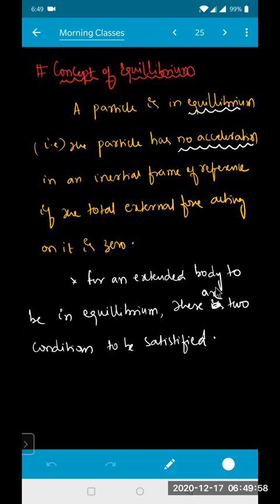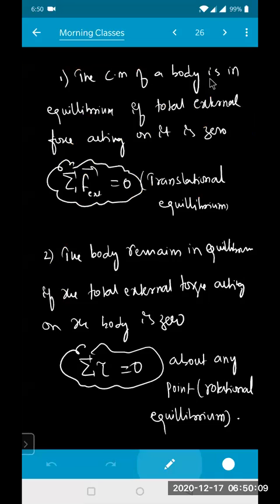For extended bodies, like a rigid body such as a cone or a solid sphere, there are two conditions to be satisfied for equilibrium, beta. The first condition is that the center of mass of the body should be in equilibrium, so the total external force acting on it must be equal to zero. The sum of all external forces must be zero for translational equilibrium.